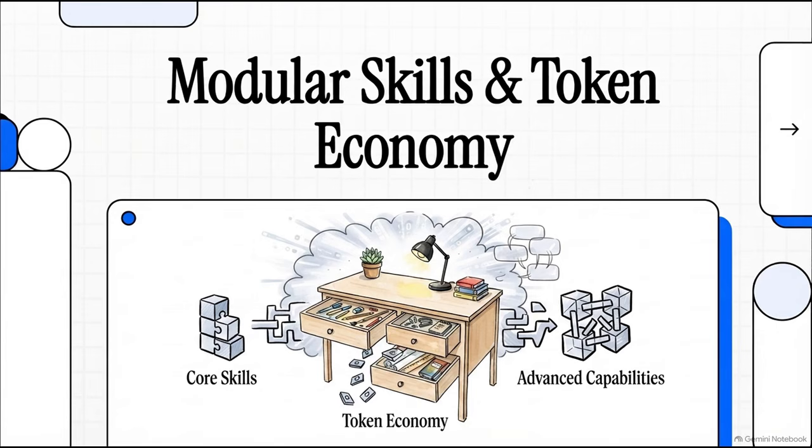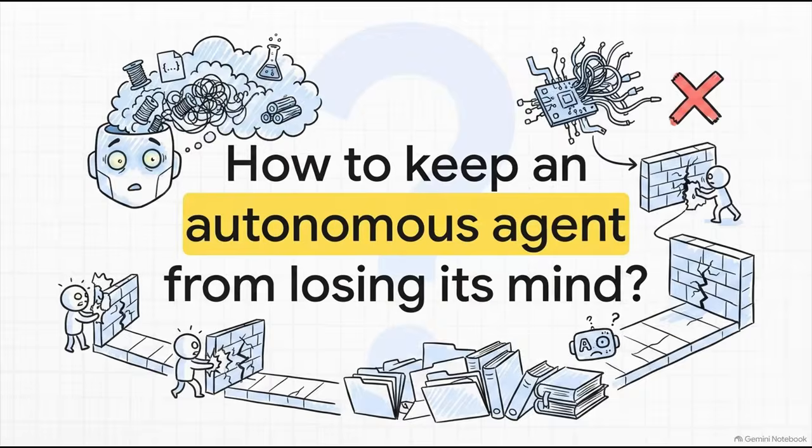So today, we're going to explore exactly how modern systems engineers manage these tools without completely blowing out their cognitive budgets. And honestly, it's a serious question. How do you keep an autonomous agent from just losing its mind? Picture this. You've got a top-tier coding agent, maybe Google's Antigravity CLI or Anthropic's Claude Code, and you've tasked it with a massive codebase refactor.